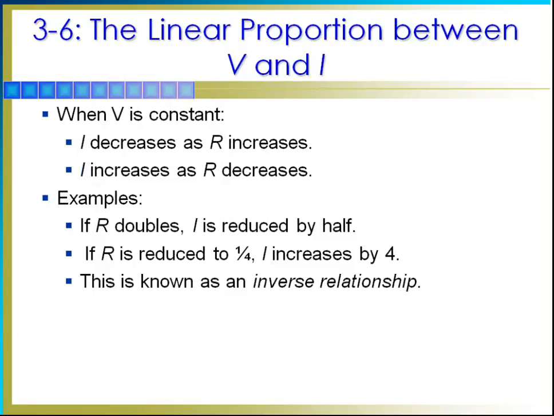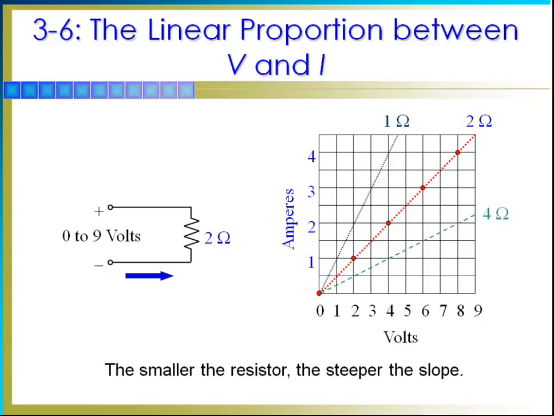Now, as I said, when voltage is constant, current and resistance are inversely proportional. So they have an inverse relationship. Back to the linear proportionality of voltage and current. You can see you increase the resistance, all you're doing is changing the slope of the current voltage line. If you decrease the resistance, you just make that current slope steeper.